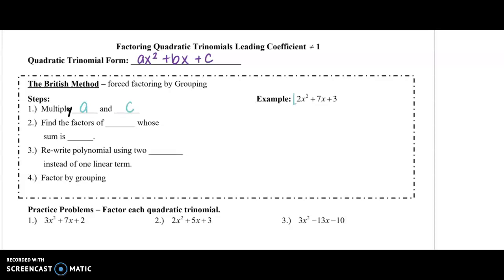I'm going to put a box around those in this example. A is 2, C is 3. Because remember, we have A, B, and C. Those are our numbers in front of the x squared, the x, and then the constant. So we're going to multiply those two numbers. 2 times 3 gives us 6. So now I want to find the factors of 6 in this case whose sum is whatever b is, which in this case is 7.